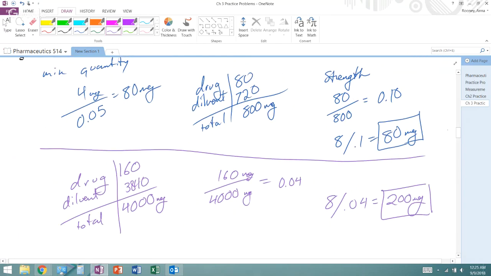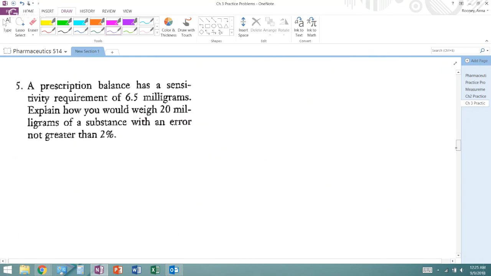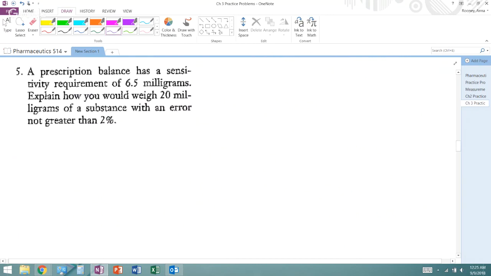So they ended up using twice as much, almost 4 times as much as mine, and then they had to weigh much more. So you have quite a bit more waste because the strength was only 4%, whereas ours was 10%. So ours was like 2.5 times stronger. Okay.